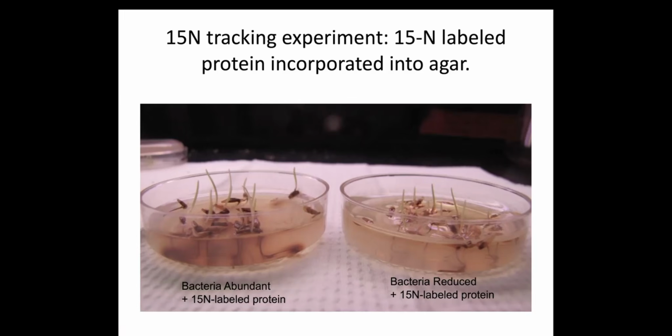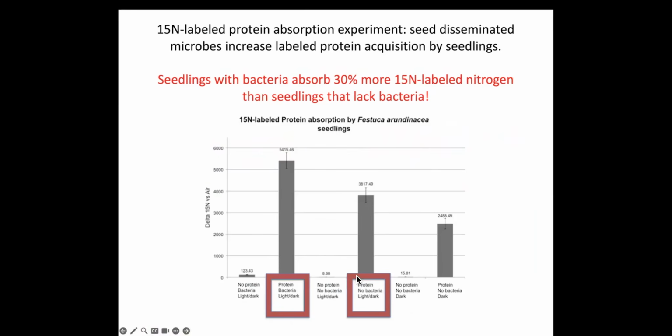Okay. And so what is this experiment? Okay, so here we have results, for example, what we're seeing here: protein, bacteria. When we have bacteria, we get this much nitrogen 15 absorbed into the seedlings up here. And then with reduced bacteria, you see it's this much. They're still getting some, but they get much more with those microbes present.